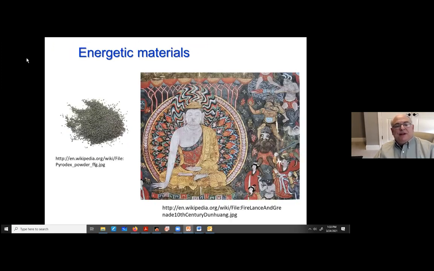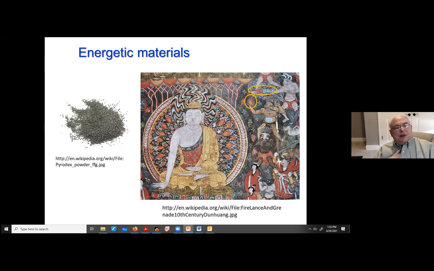And now I'm going to move into the energetic material section. So I downloaded this from Wikipedia. Here's some gunpowder. This is a very early depiction of energetic materials. If you look really closely, this guy has a bomb and this guy has a gun, and this is from the 10th century AD. So they've been around for a long time.